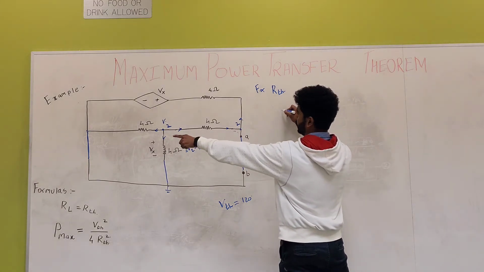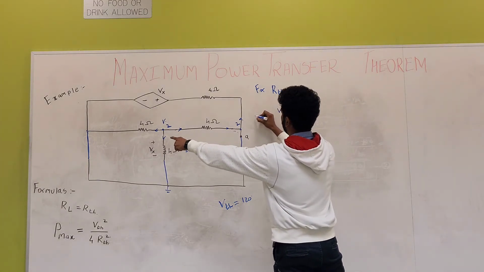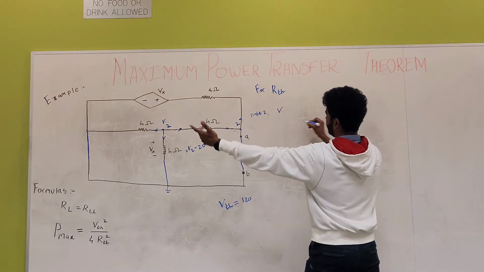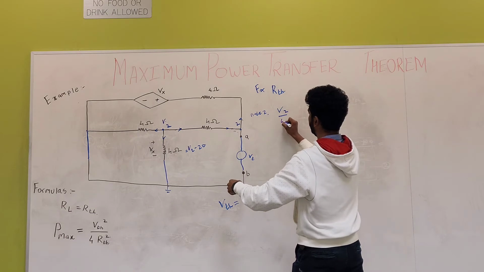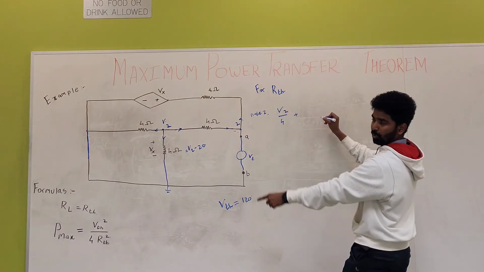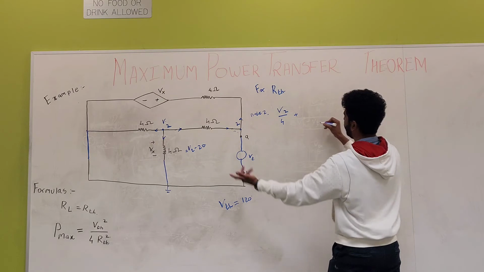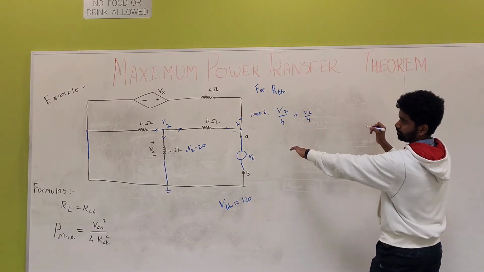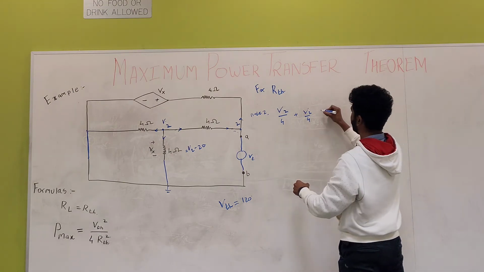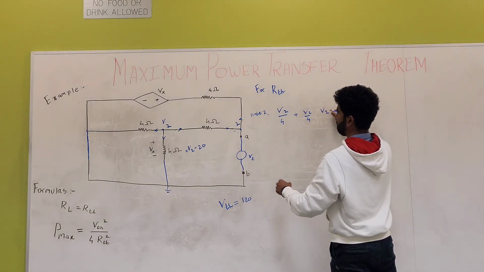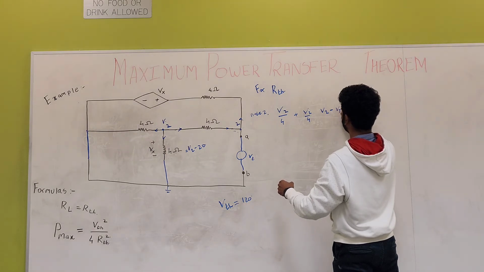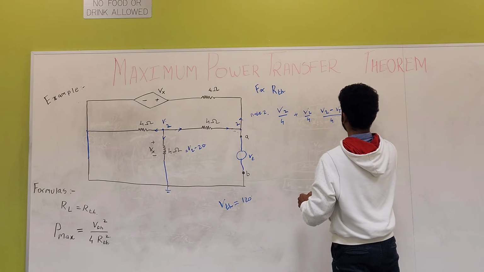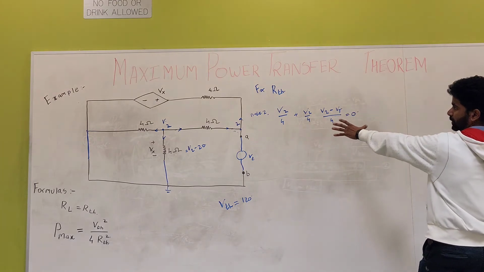Our first case will be at node 2. Node 2, it would be V2 minus 0, so V2 upon 4, plus V2 upon 4 again, plus, at this side it's VT, so V2 minus VT upon 4 is equal to 0. This would be my first equation.